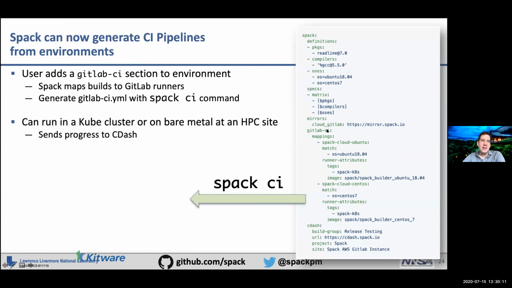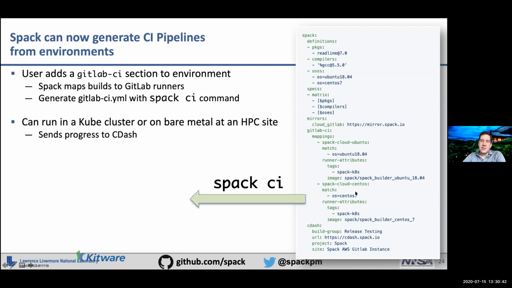It's going to come out with a list of concrete specs, and they're going to have different attributes on them. Like they might say, this one needs to be built for Ubuntu, and this one needs to be built for CentOS, and this one needs to be built for Skylake, and this one needs to be built for Broadwell. You can have matching syntax down here, where essentially you have mappings, like this says spack-cloud-ubuntu. This matches all the specs that are for Ubuntu 18, and it says run these on a GitLab runner in Kubernetes that has this builder associated, that uses this image. And this is an Ubuntu image.